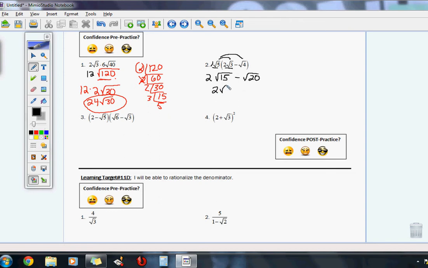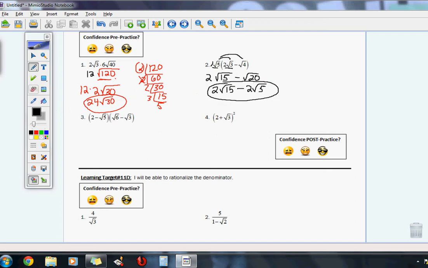And then 2 root 15, nothing I can do there. That 15 cannot be broken down, but this root 20 can be. We did that just a little bit earlier, and it actually simplifies to 2 root 5. Now, if I look here, these are not like radicals, so there's nowhere else I can go with that.